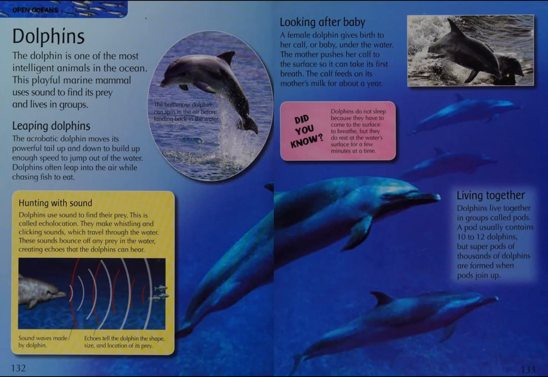Living together. Dolphins live together in groups called pods. A pod usually contains 10 to 12 dolphins, but superpods of thousands of dolphins are formed when pods join up. Did you know? Dolphins do not sleep because they have to come to the surface to breathe, but they do rest at the water's surface for a few minutes at a time.